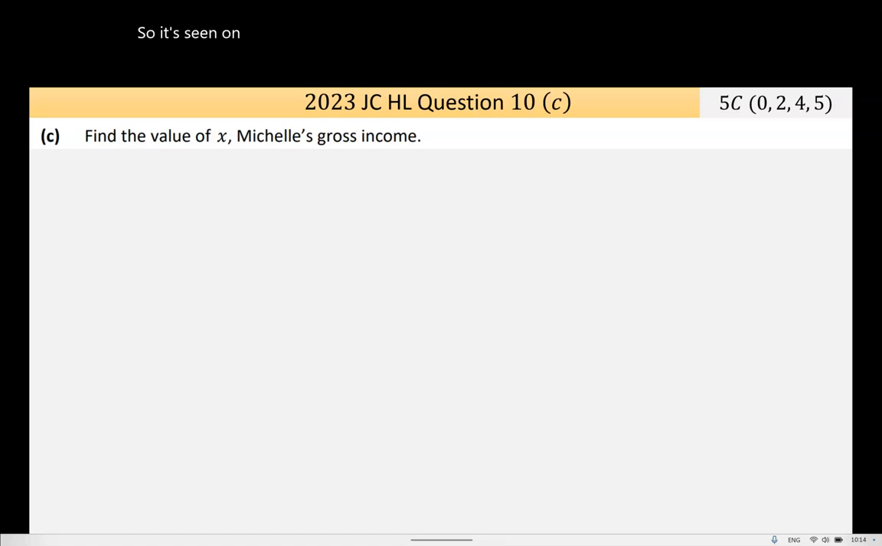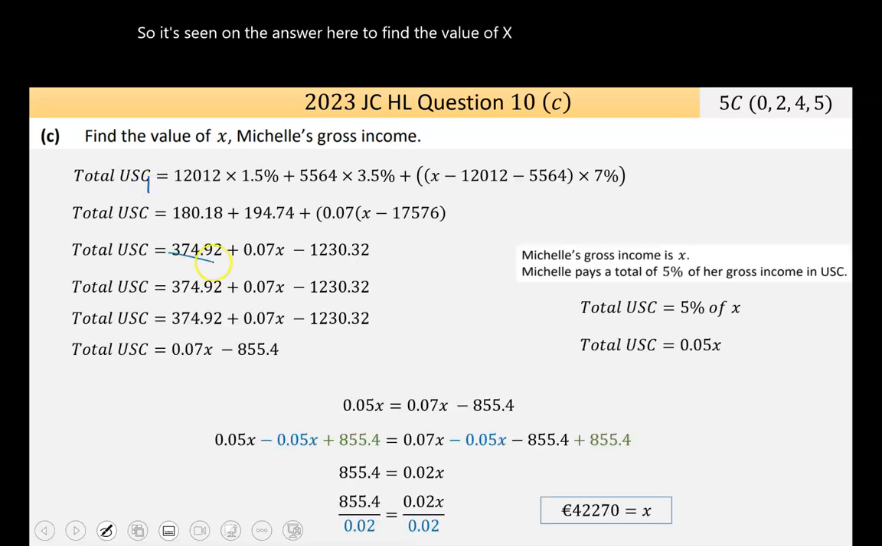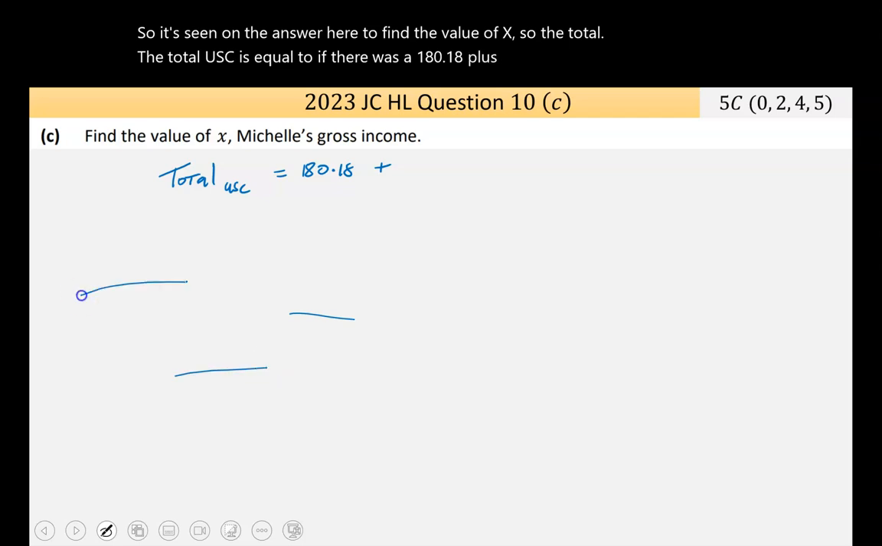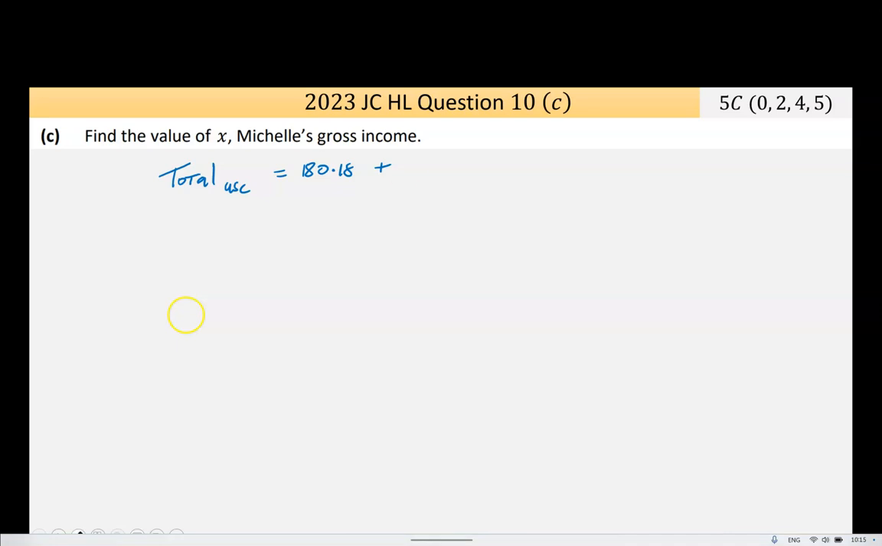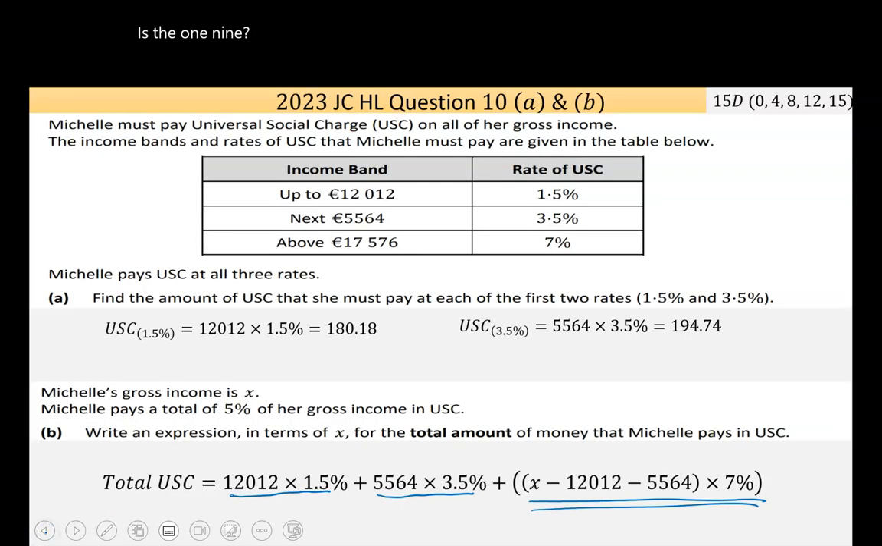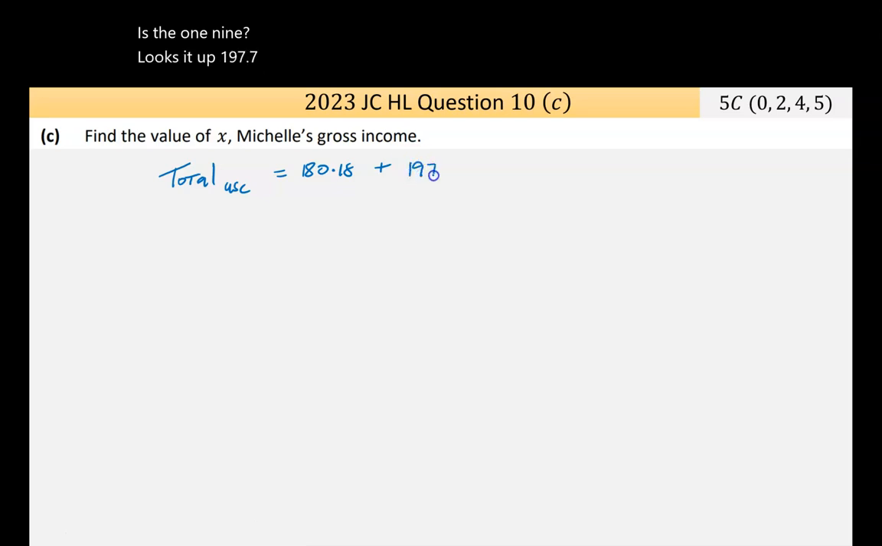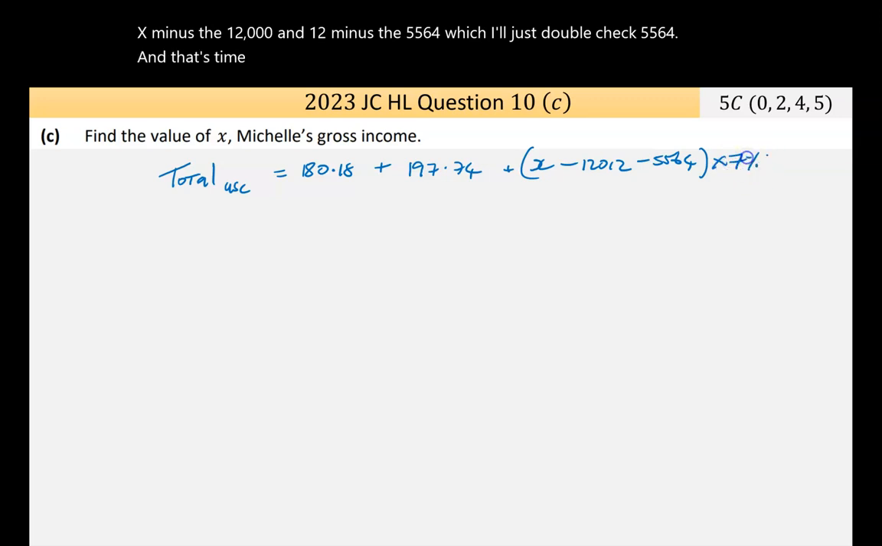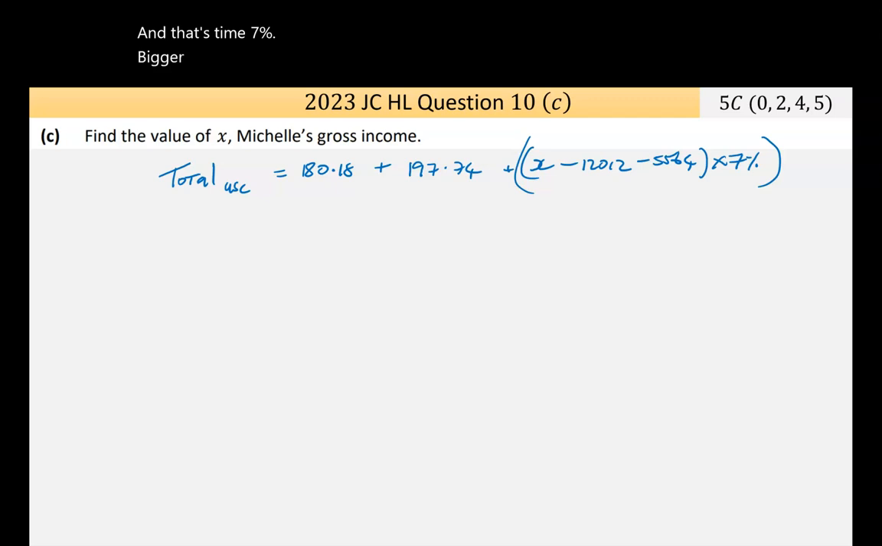So it's saying on the answer here to find the value of X. So the total USC is equal to, if there was the 180.18 plus the, oh wait, the page won't change. And this is the 197.74, plus we had the X minus the 12,012 minus the 5564, which I'll just double check, 5564, and that's times 7%. I probably could close that into bigger brackets. So that's going to be a calculation of its own.